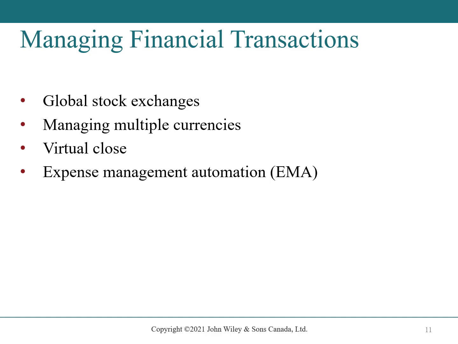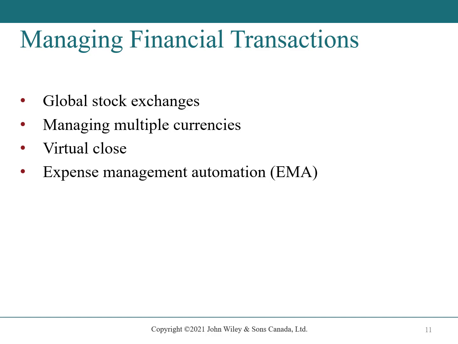We could use them to manage multiple currencies. If we're trading globally, there are many different currencies. The values of those currencies are going up and down at all times. Perform a virtual close. Traditionally, companies would close their books quarterly because if you're publicly traded, you have to report on a quarterly basis. But now most companies, or many companies, want to be able to close their books at any time on very short notice. So they can do a virtual close at any time and have a real good idea of the organization's financial health.